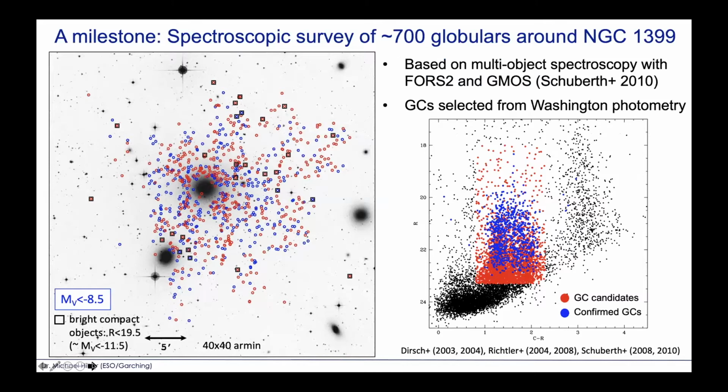10 years ago, more or less, where she targeted 700 globular clusters, mostly with FORS2 and GMOS. And they were selected with Washington photometry, which has an advantage of a very blue filter, which is important for pre-selection of globular clusters. And you see that there is already a very nice spatial distribution.